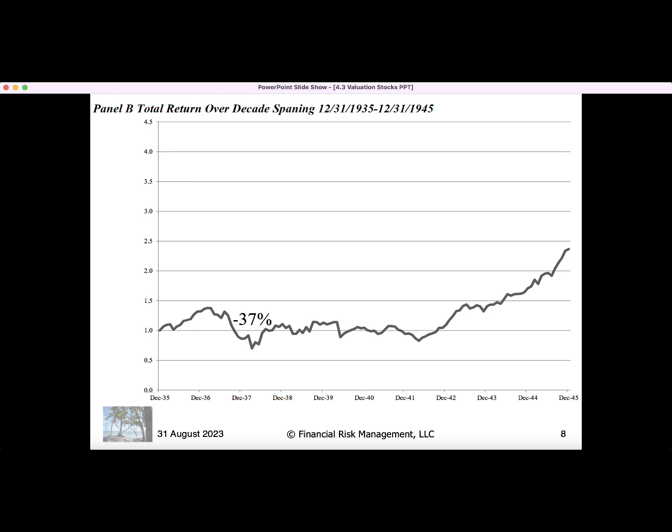In the next decade, 35 to 45, again, we see several sharp declines. Sort of the second Great Depression or the mini depression that occurred in the 30s. The market was down 37%. But if you'll notice in this case, over the decade, the market was up. $1 turned into almost $2.50.